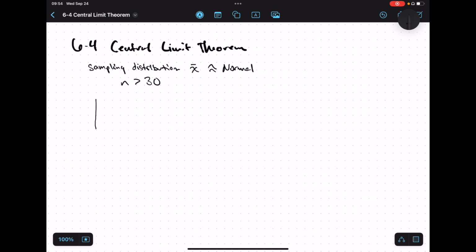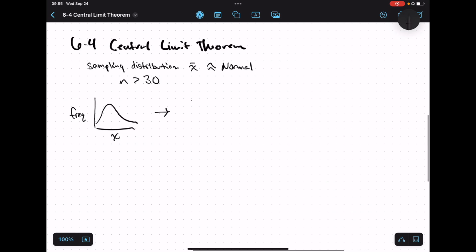So, looking at a frequency distribution of the values x in an underlying population, while potentially not normal itself, the distribution of sample means will be approximately normal.